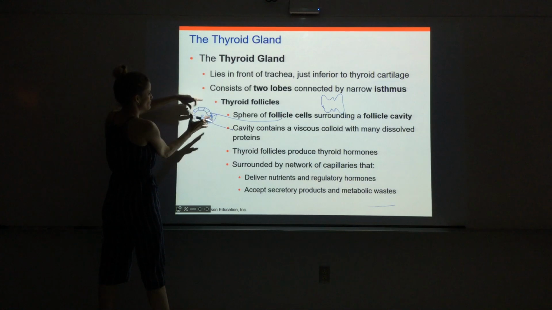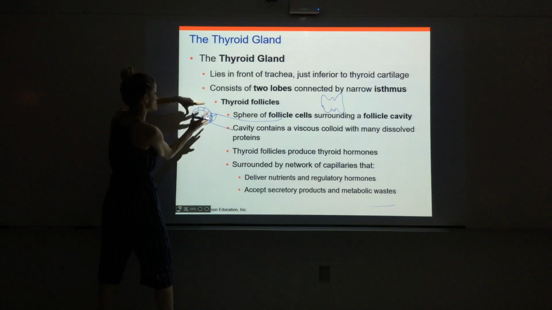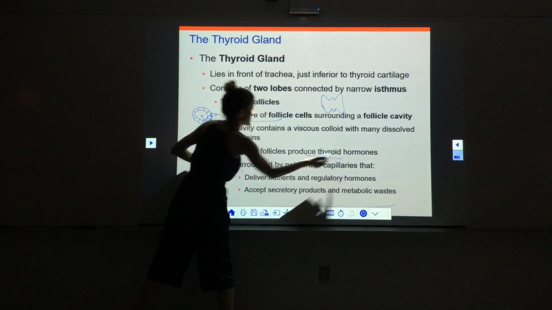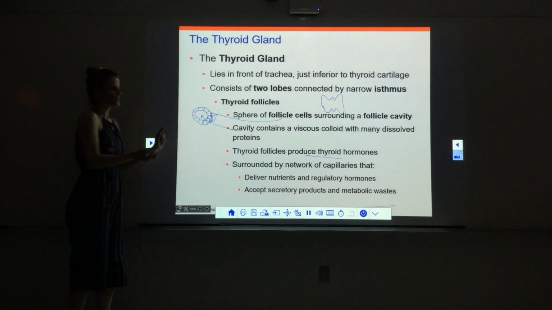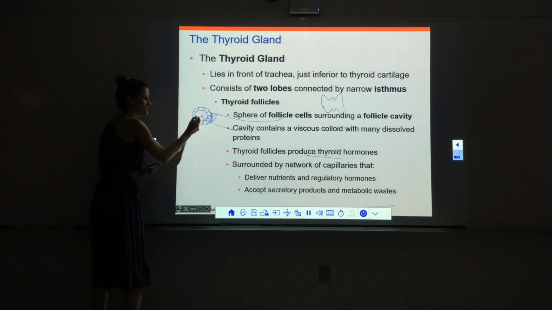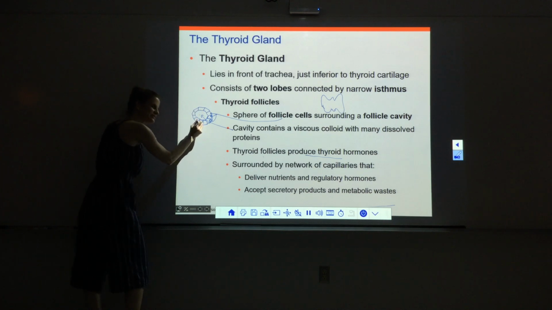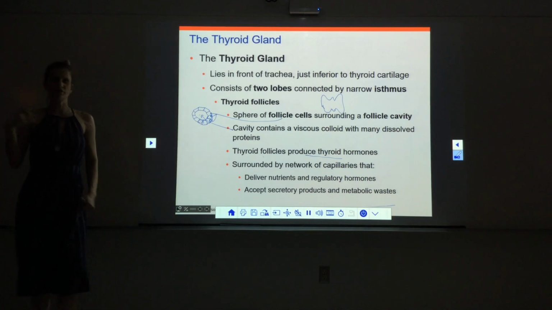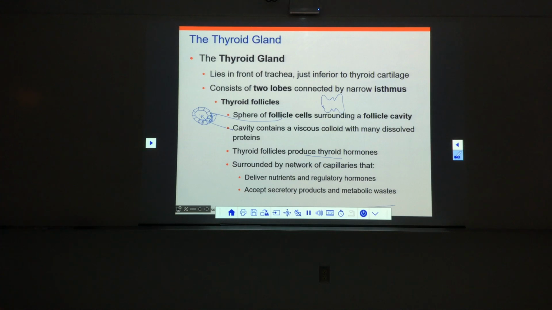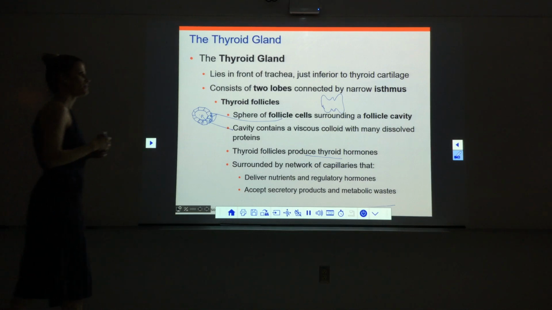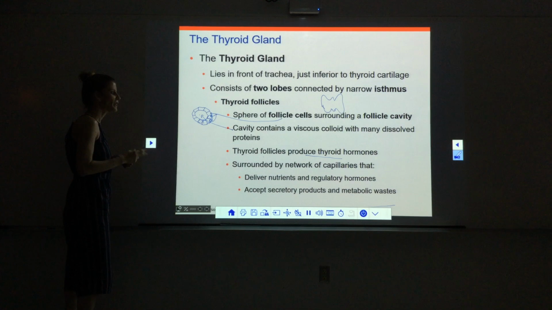When we look at the thyroid follicle, the whole thyroid follicle is involved in producing the thyroid hormones. So it's not just one cell. You utilize a cell, then you utilize the cavity, and then you utilize the cell again in order to produce and release the thyroid hormones. So it's the full thyroid follicle that makes the thyroid hormones.